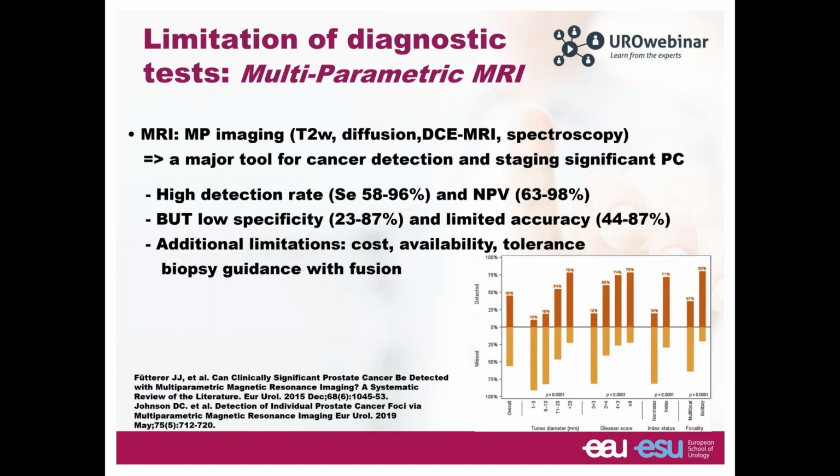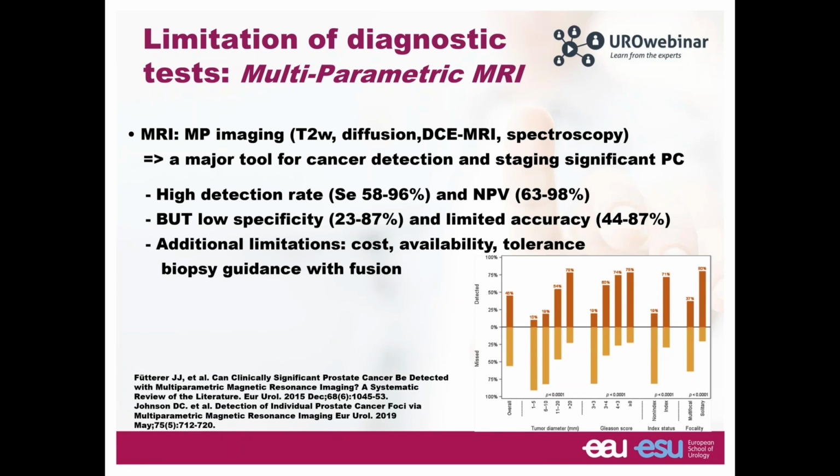Really, multiparametric MRI has changed the situation and the diagnostic capabilities of radiologists and urologists. The combination of T2-weighted, diffusion-weighted, and dynamic contrast-enhanced sequences has become a major tool for cancer detection and staging of significant prostate cancer.